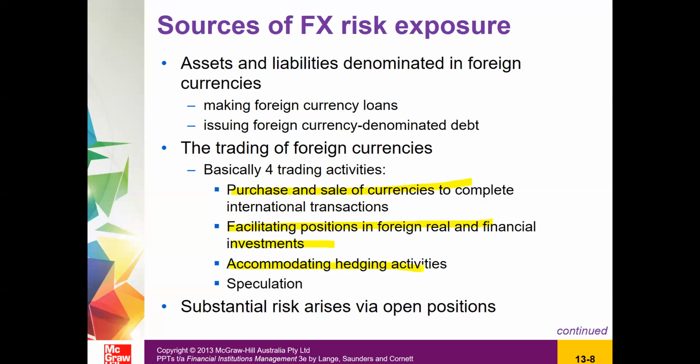That's the fourth activity. A financial institution usually creates an open position by taking an unhedged position in a foreign currency in its foreign exchange trading with other financial institutions. Most profits or losses on foreign exchange trading come from taking an open position or speculating in currencies.